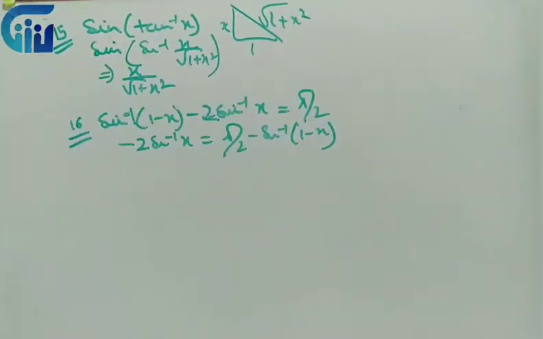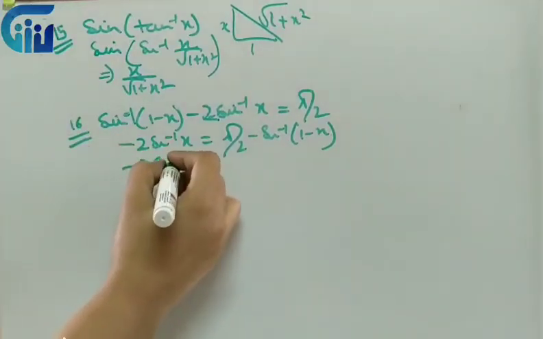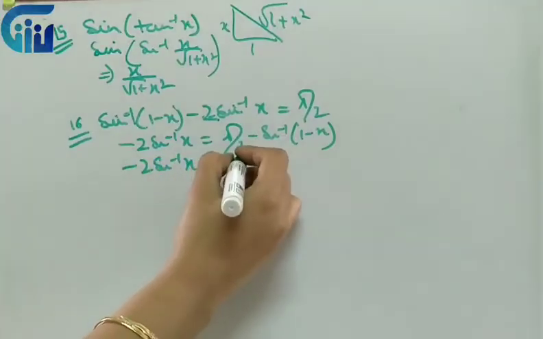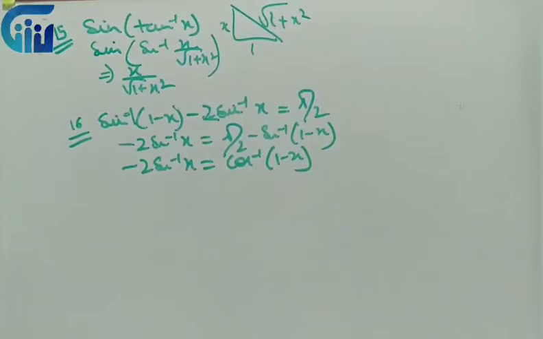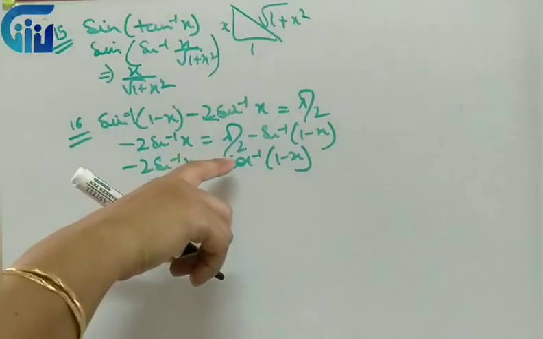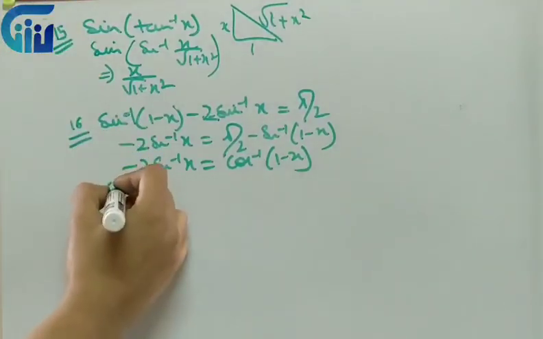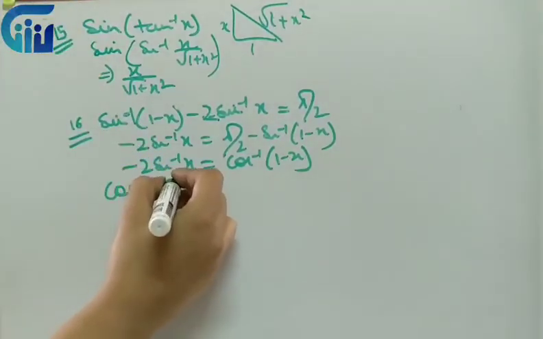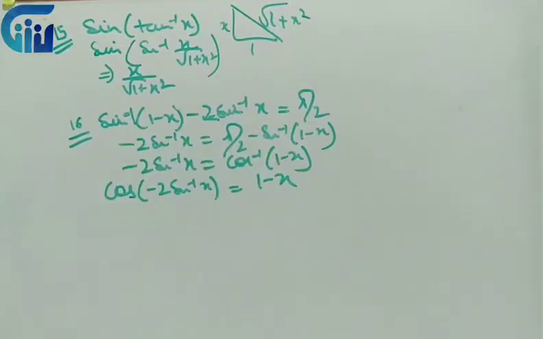So now what do we know? Pi by 2 minus sine inverse x is cos inverse x. So this will be as it is. This I'll write as cos inverse 1 minus x. Then further what we will do, I can write this cos to this particular side. So this will be cos, taking cos of both the side, minus 2 sine inverse x is equal to 1 minus x. Right?